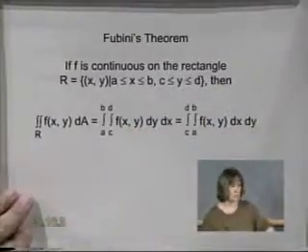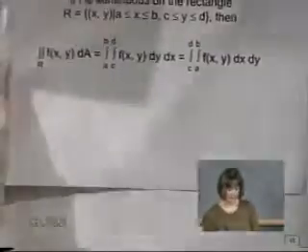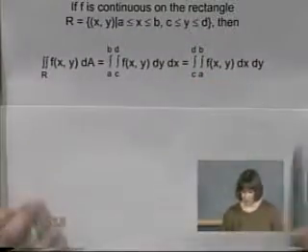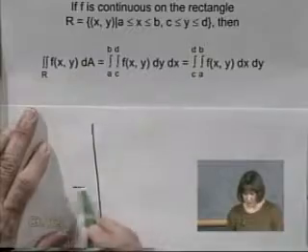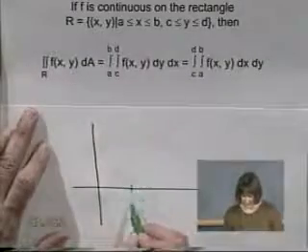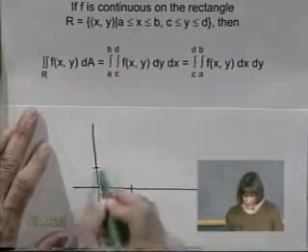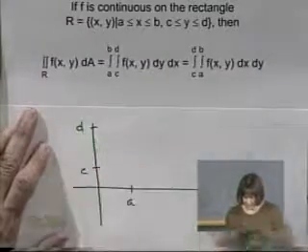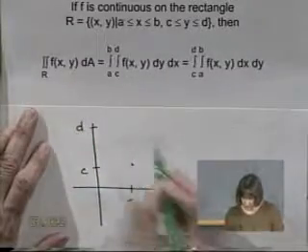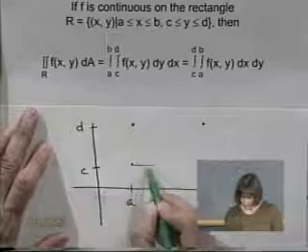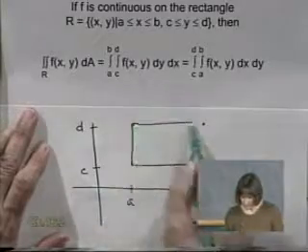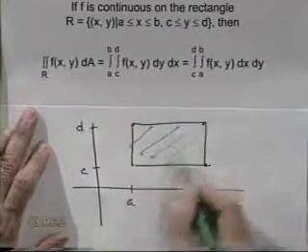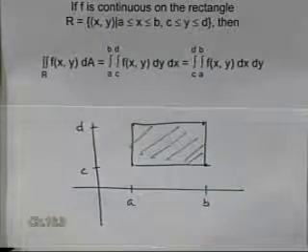Now I want to show you a little bit where this is coming from. Because if you look at it, you have a rectangular region, and the x is ranging from A to B, and the y is ranging from C to D. Your rectangular region is this. Okay? That's what it looks like.